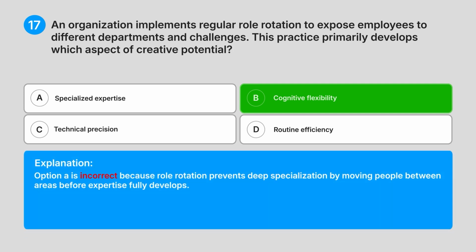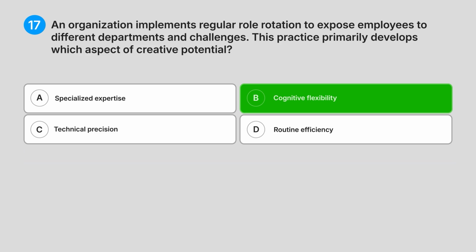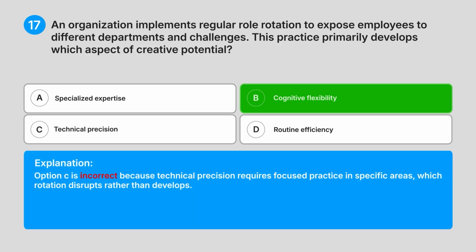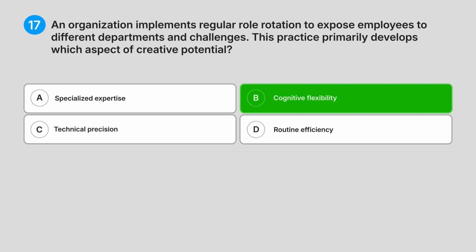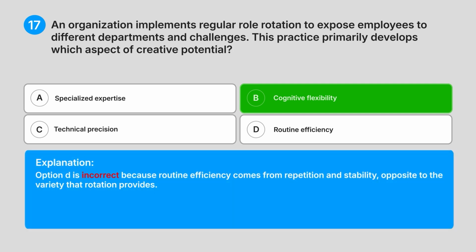Option A is incorrect because role rotation prevents deep specialization by moving people between areas before expertise fully develops. Option C is incorrect because technical precision requires focused practice in specific areas, which rotation disrupts rather than develops. Option D is incorrect because routine efficiency comes from repetition and stability, opposite to the variety that rotation provides.